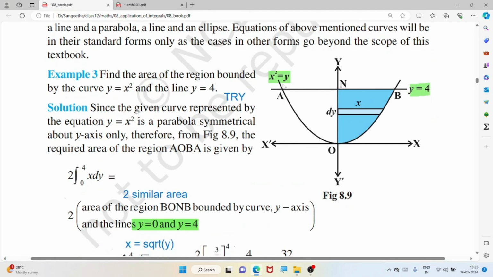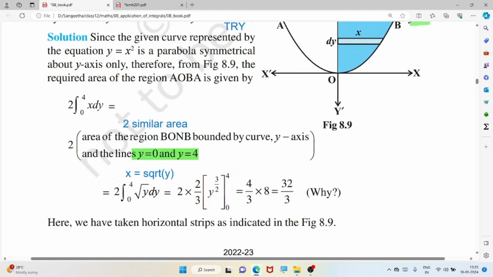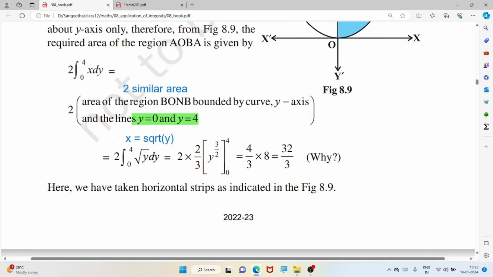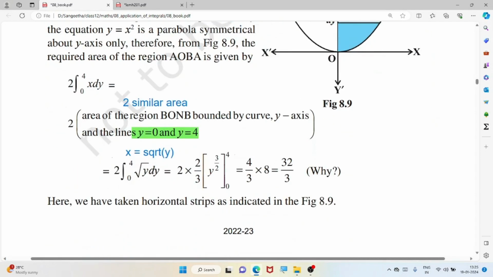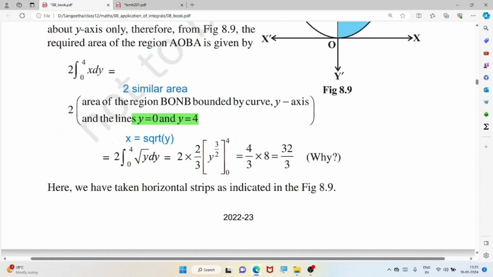The area is x dy, but x squared equals y, so x equals square root of y, with two similar areas here. Then how to integrate this, you should again refer to chapter 7. After that you apply these limits.